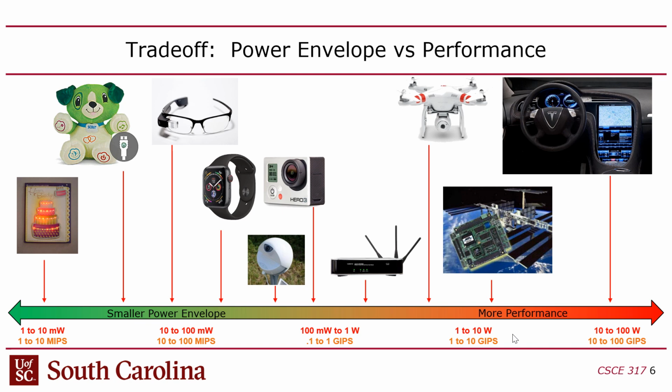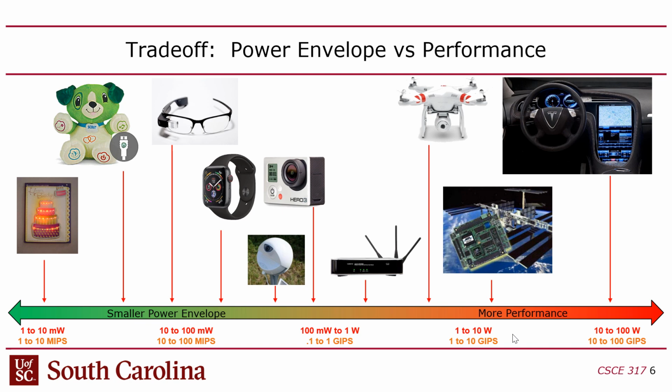Okay, so here's, for example, a bunch of embedded systems I picked, and I put them on this spectrum where on the left side you have less power it takes to run it, but less performance. So you have this trade-off between power and performance generally. If you want more performance, you're going to take more electrical power, right?